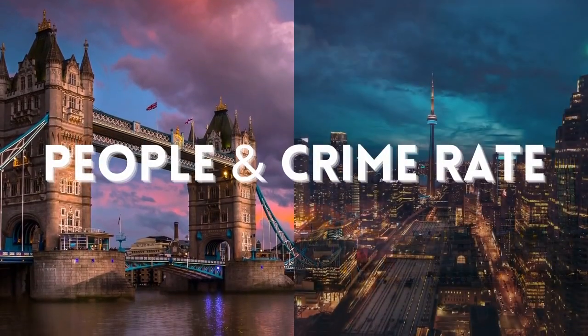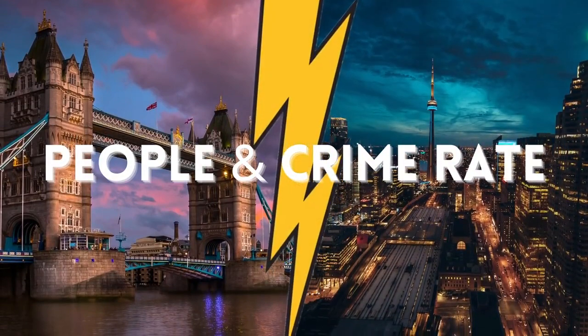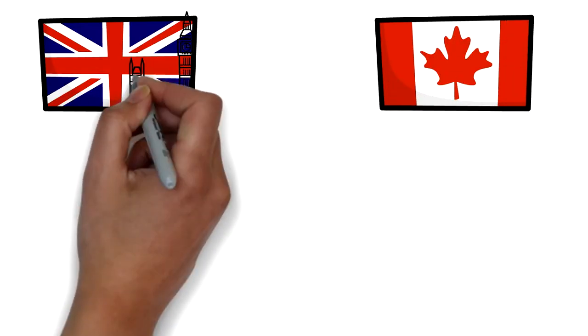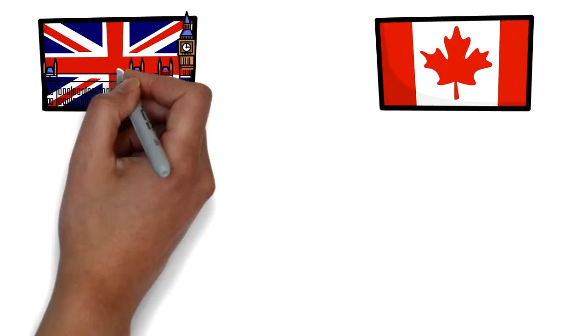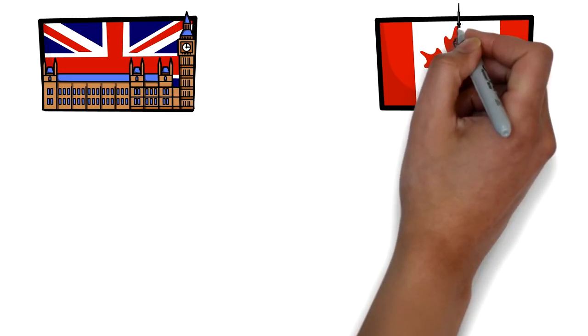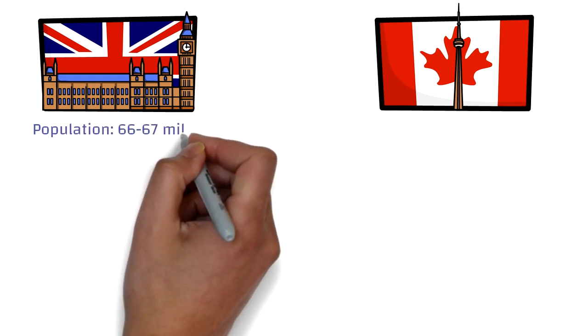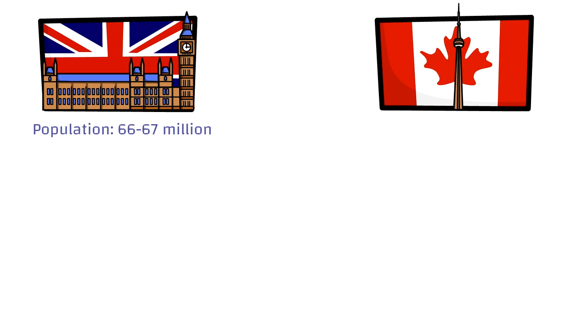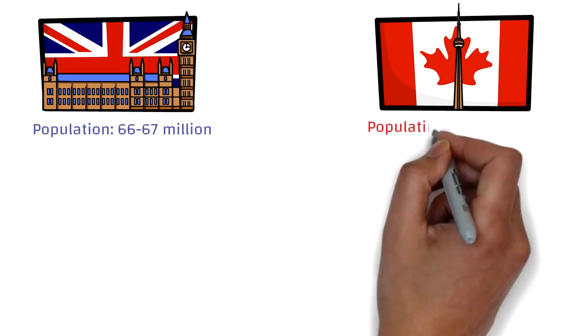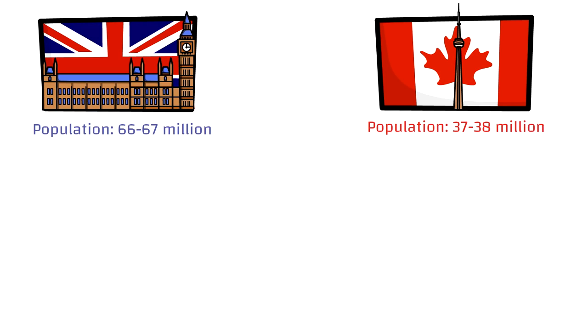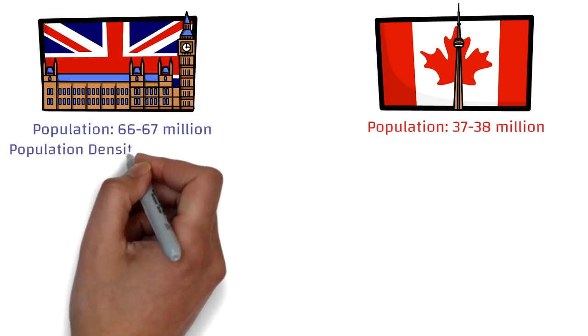Okay, so talking about the people and the crime rate, it's very important to know about the people that are living in a particular city or a place where you're going to immigrate, and also whether it's a safe place to live or not. So talking about UK and Canada, we can see that the population of UK is around 66 to 67 million people, while that of Canada is 37 to 38 million. We already discussed that, right?